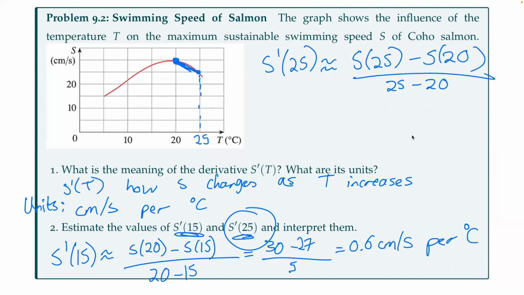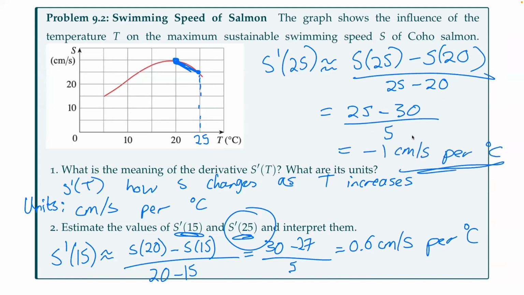S25 looks like it's about 25, I think. And we previously said that S at 20 was about 30, and then we've got 5 on the bottom. This is going to be minus 5 over 5. So this is going to be minus 1. What are the units? Centimeters per second per degree.